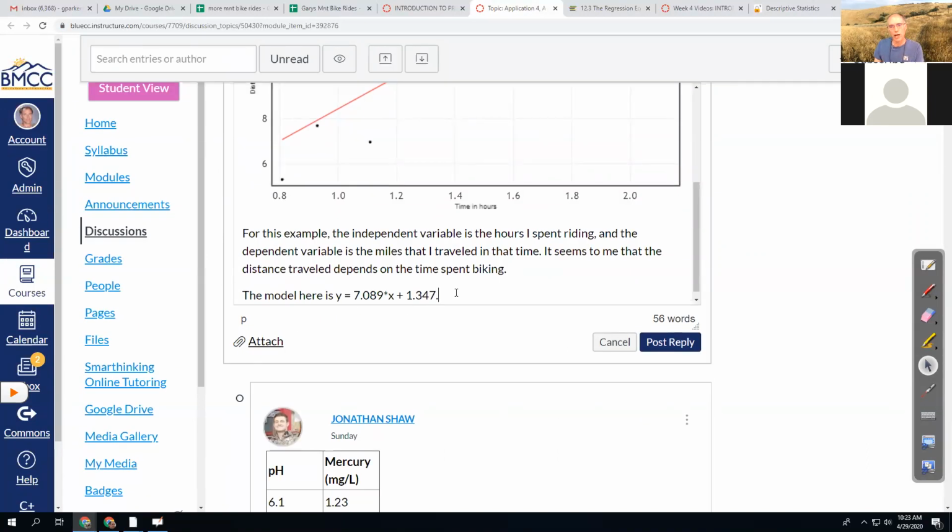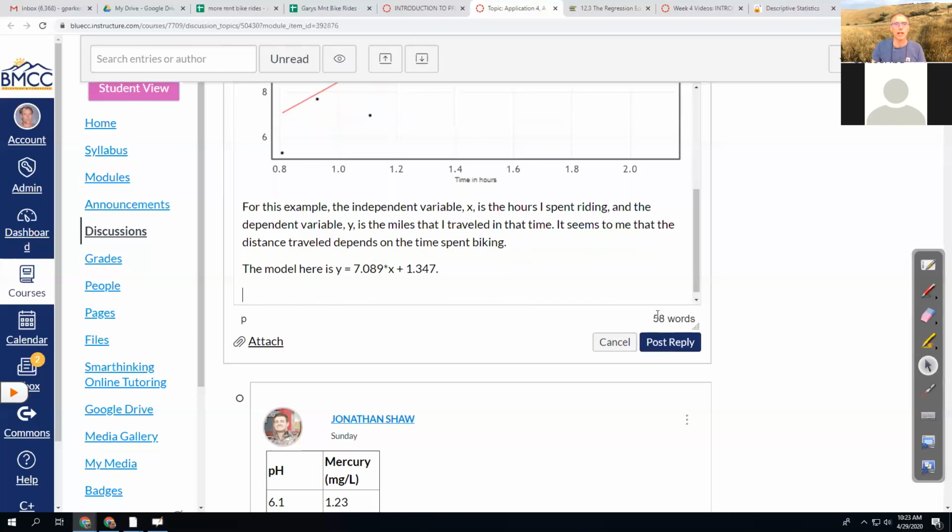And since I'm using y and x here, I guess I better put that up in my description. So for this example, I should put a note: the independent variable, x, and the dependent variable, y. Okay, so I now say what x is, I say what y is, I use them in the equation here. All right, so I got that covered.